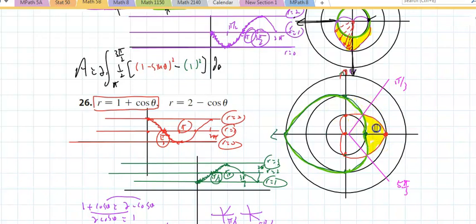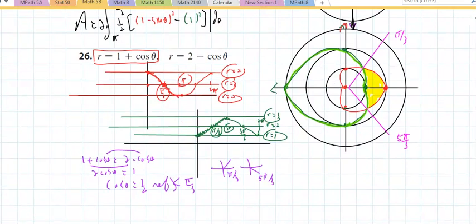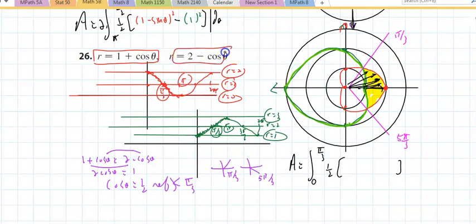That's the only area that I want. So if I am to say, let's say area is the integral. If I run from 0 to pi over 3, right, of 1/2, and let's see what's the outside. The tip of the arrow is the red. The red is, I did it right.